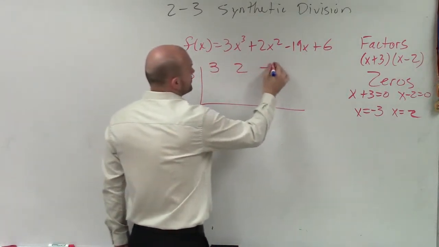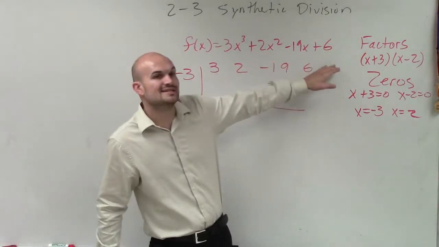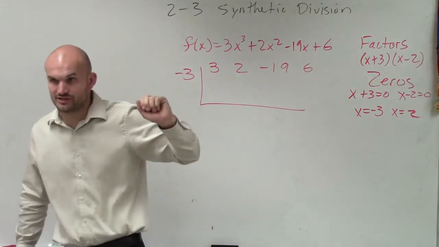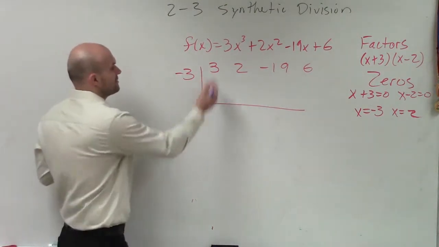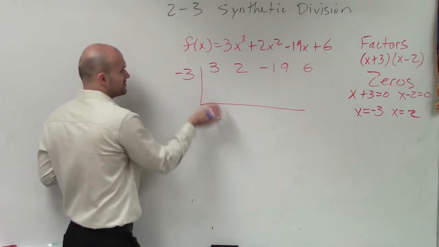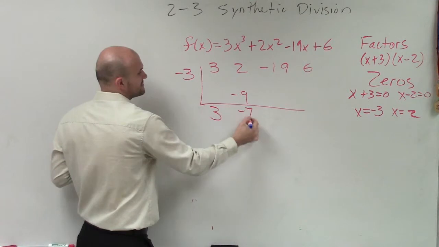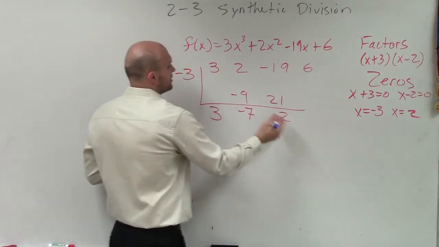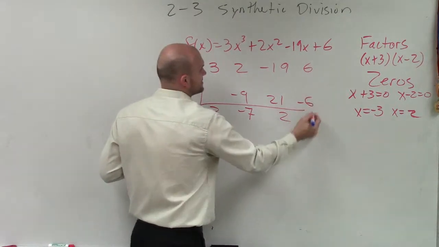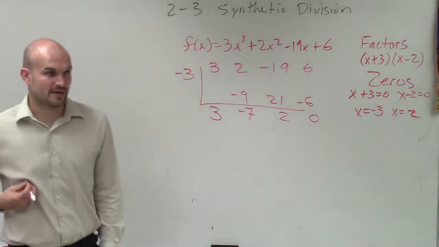3, 2, negative 19, 6. Make sure that your function is in descending order and you take the coefficient of each term. Then, first thing I'll do is drop down the 3, multiply across. 3 times negative 3 is negative 9. 2 plus negative 9 is a negative 7. Negative 7 times negative 3 is a positive 21. Negative 19 plus 21 is 2. 2 times negative 3 is a negative 6. Boom, there we go. Right? You guys agree with that?